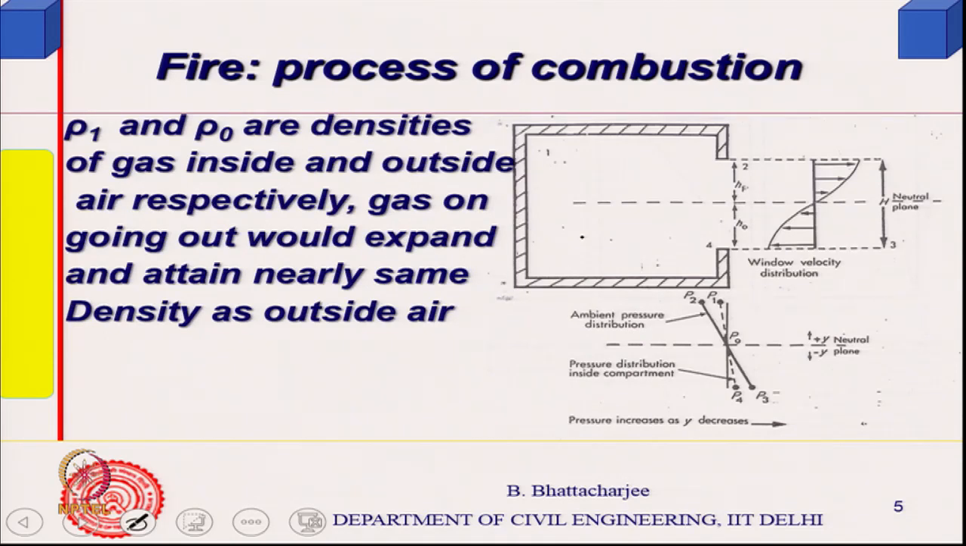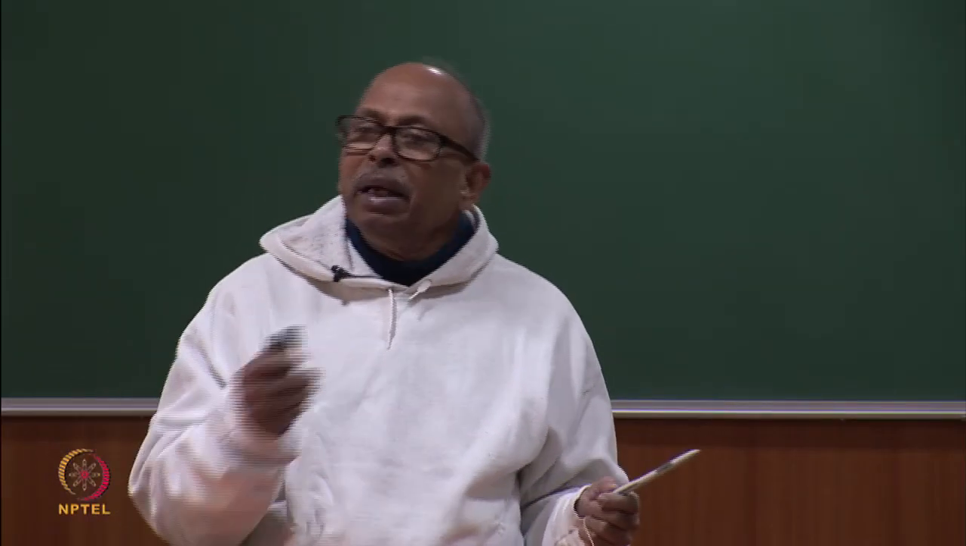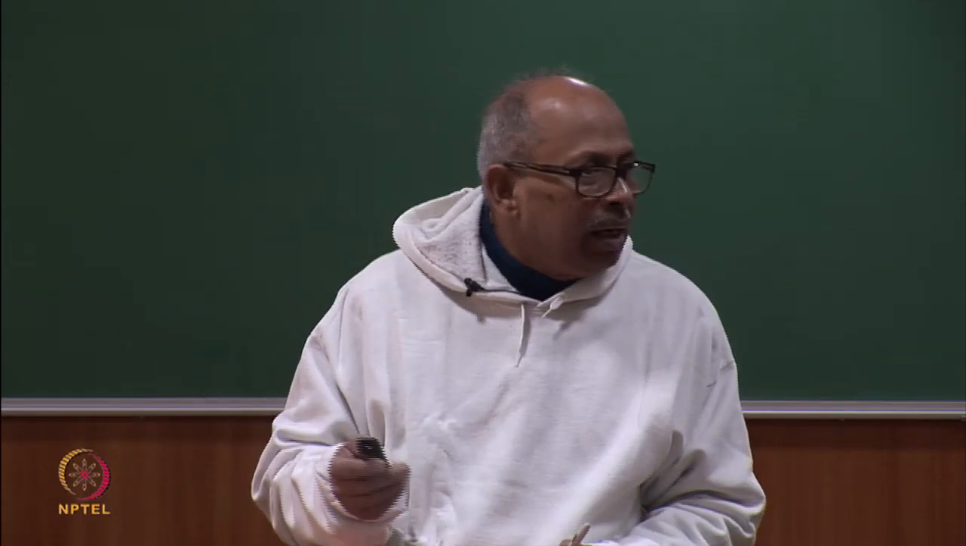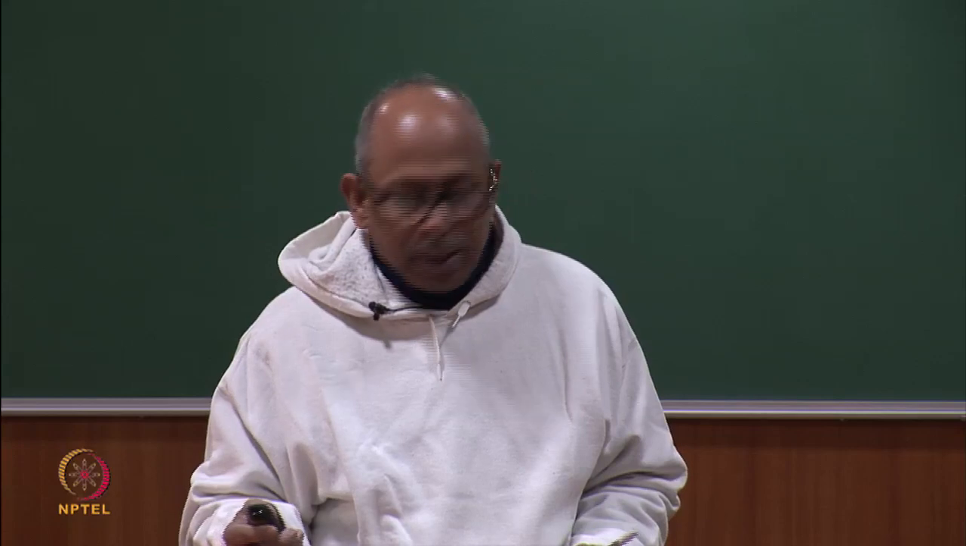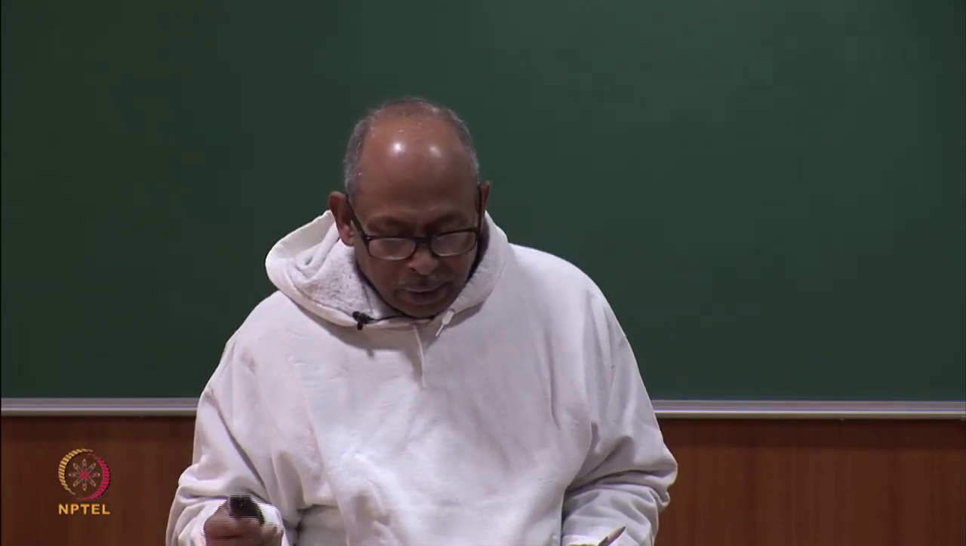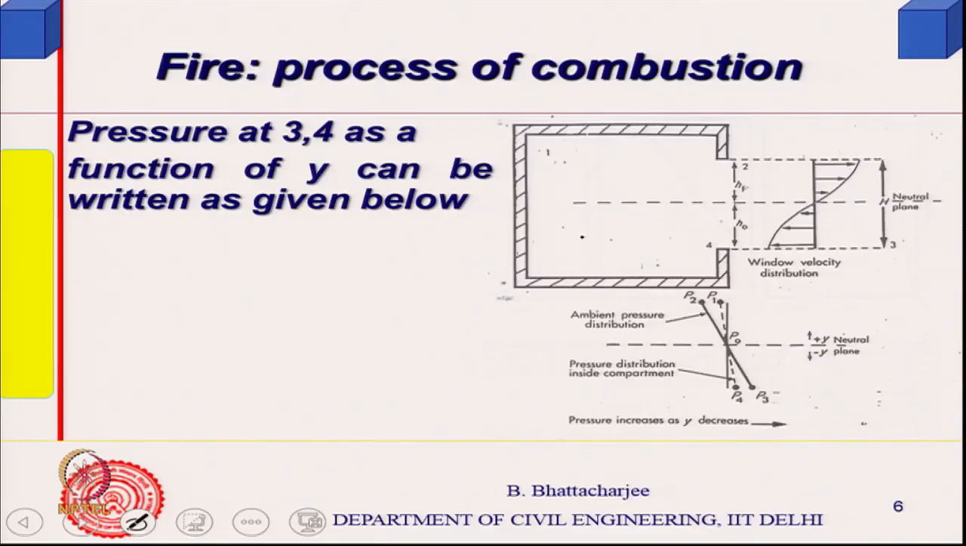So, rho 1 and rho 0 are the densities of the gas inside and outside, respectively. The gas on going out would expand, as soon as it gets out, because the space is now full, and it will attain nearly the same density as the outside density, right. So, that is the concept that we are trying to deal with. Then let us look at 3 and 4.